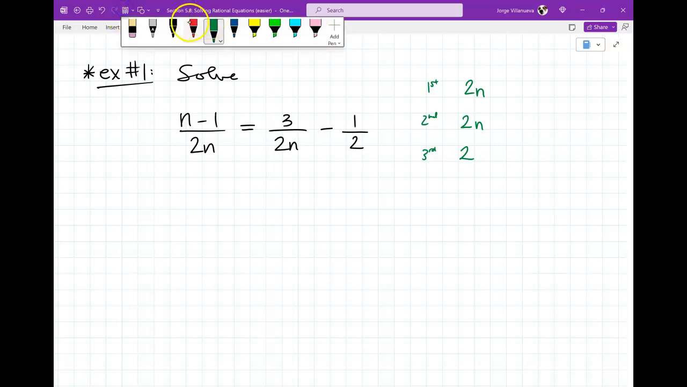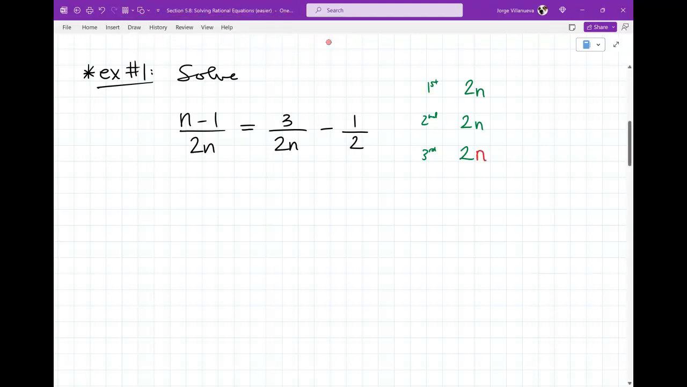I'm going to put this in red here, okay? Now they're all the same, right? I didn't change anything on the first one. I didn't change anything on the second one. But I did change something on the third one. And you said multiply it by n.